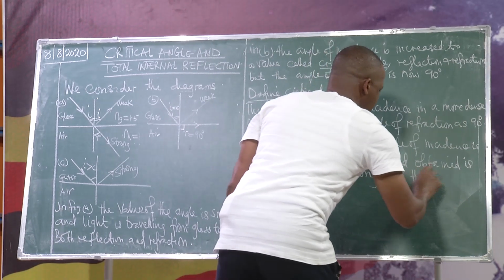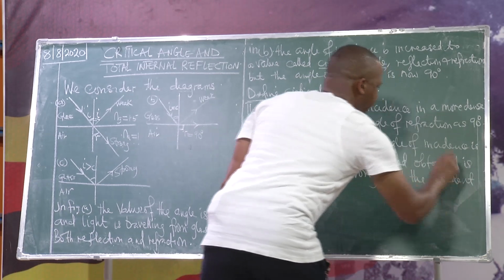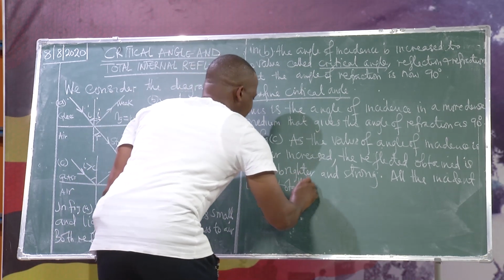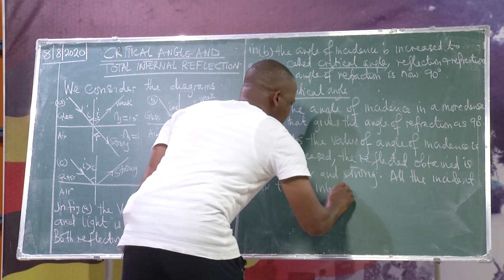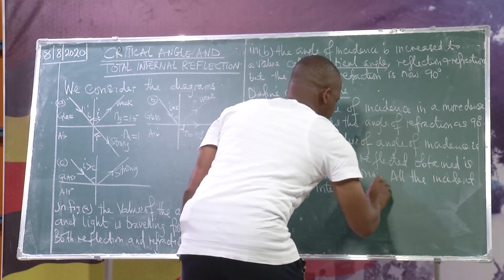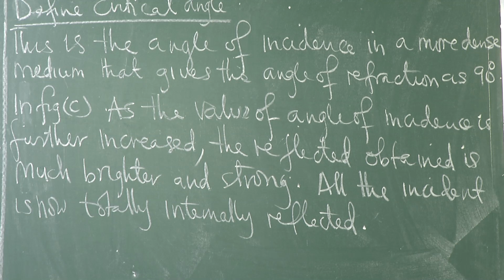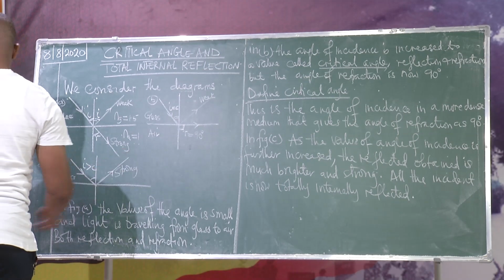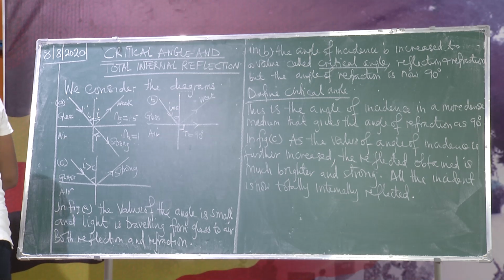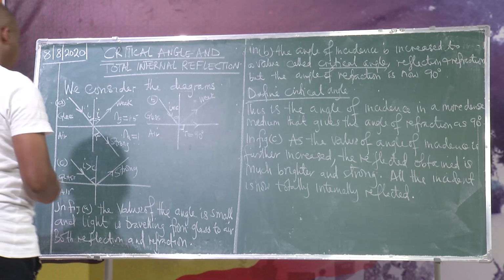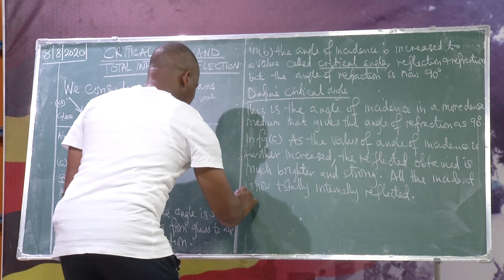Or the incident light is now totally internally refracted, a situation we refer to as the state of what we are calling total internal refraction. All the light that was incident is refracted without any being refracted or absorbed.